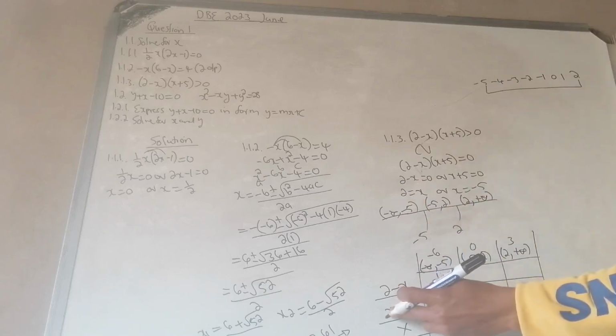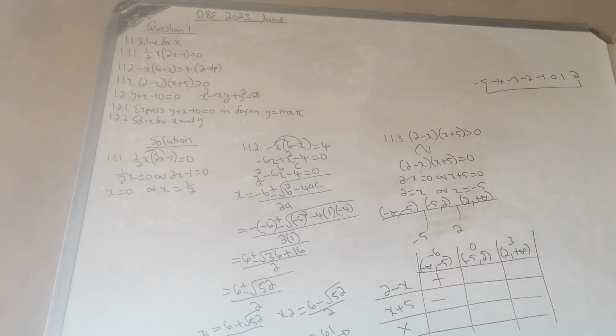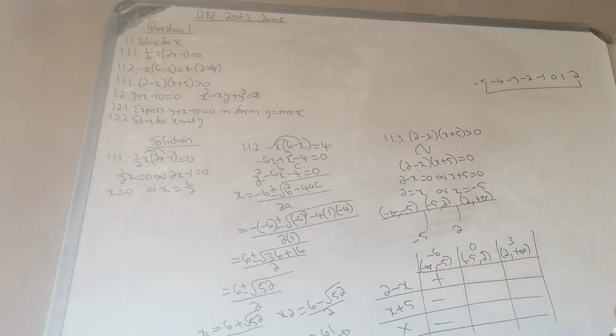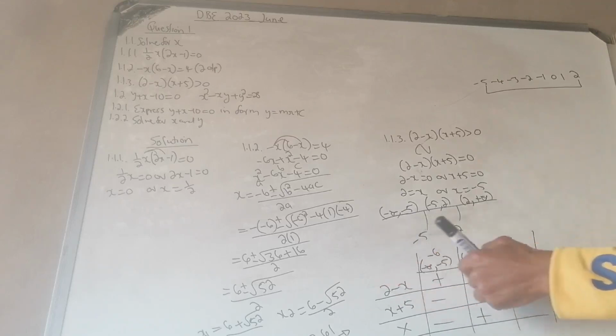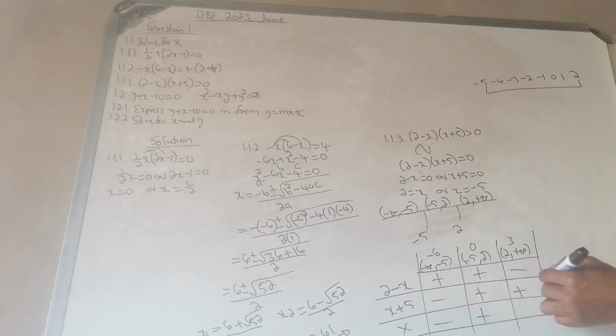You will take and substitute a negative. You will say minus 6 plus 5. That will give you a negative. Positive multiplied by negative will give you a negative. You will substitute 0. 2 minus 0 is a positive. 0 plus 5 is a positive. Positive by positive, positive. You will take 3. 2 minus 3, negative. 3 plus 5, positive.